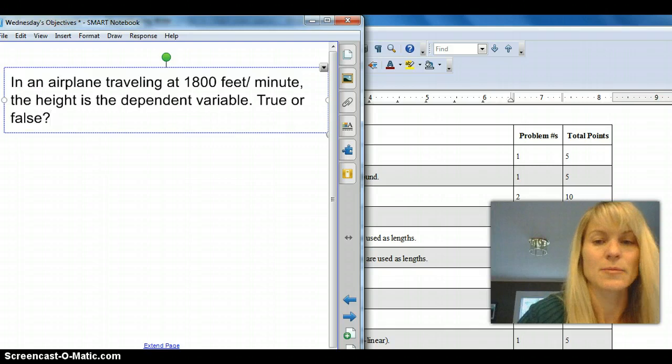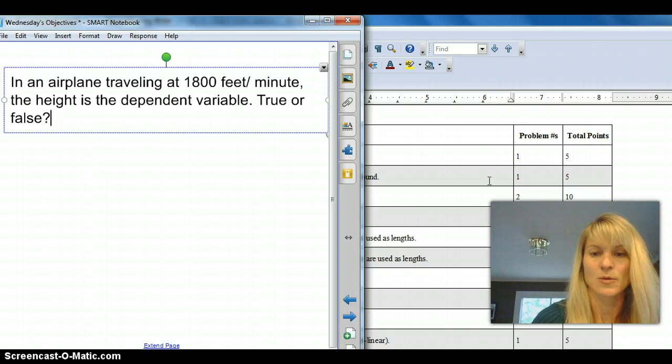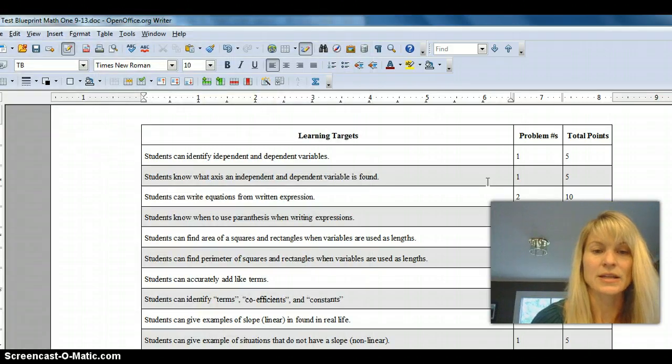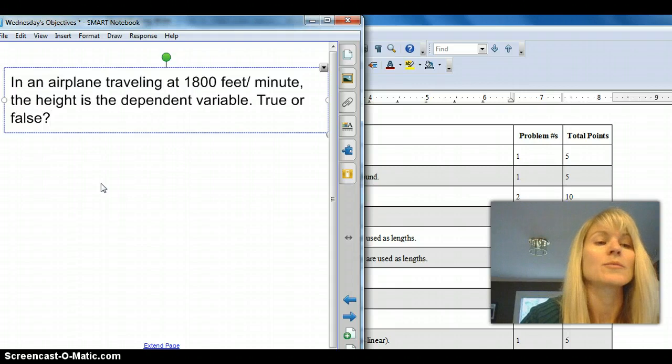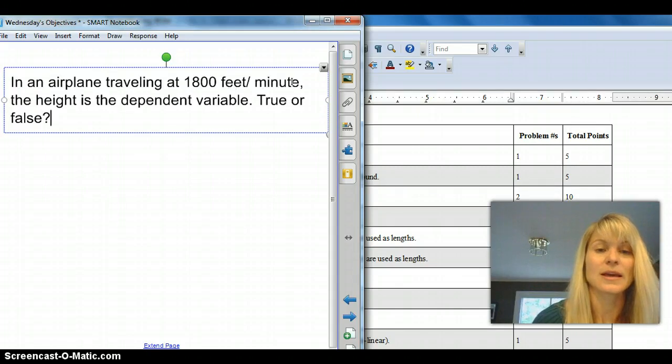So I took the learning target here. My learning target was, I can identify independent and dependent variables. Then I made a test question. By putting in this question, which we had in class, students have to identify that the feet and the minutes are the two variables, feet being distance, minute being time. And I want to know if they know which one is dependent or independent. So I said the height is a dependent variable, and that is actually true.